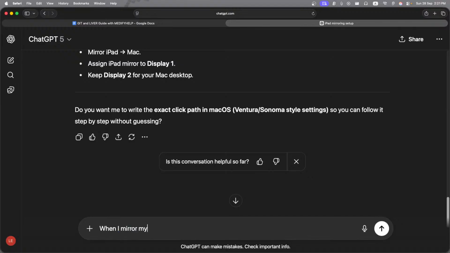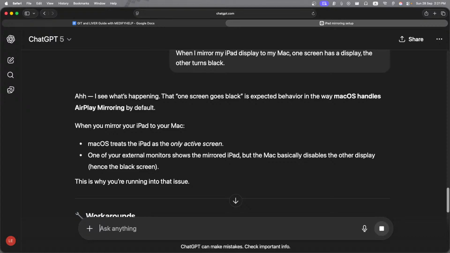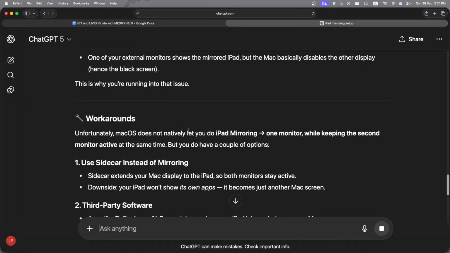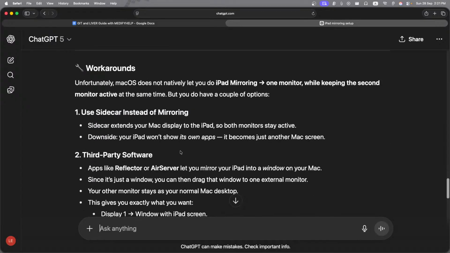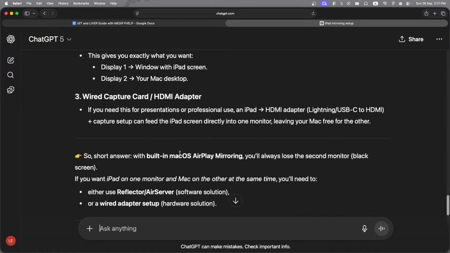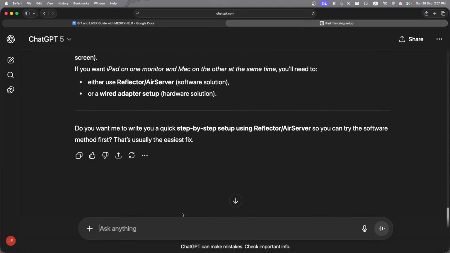When I mirror my iPad display to my Mac, one screen has a display, the other turns black. Oh man, okay. I like it. AirServer. That's good. That's good. AirServer.